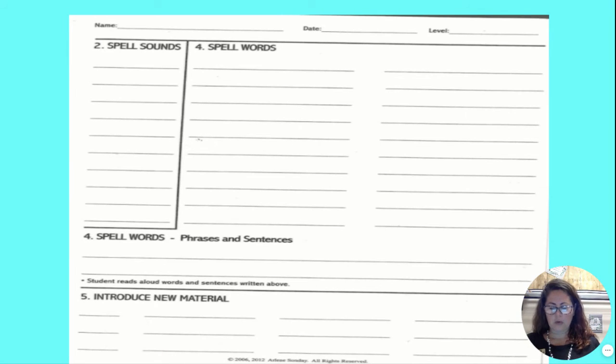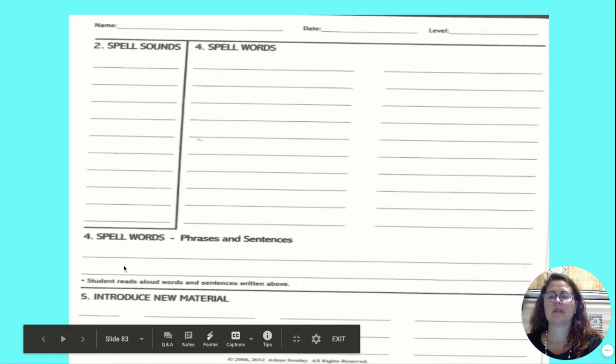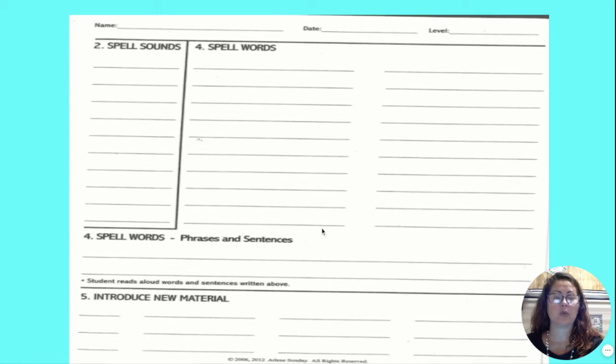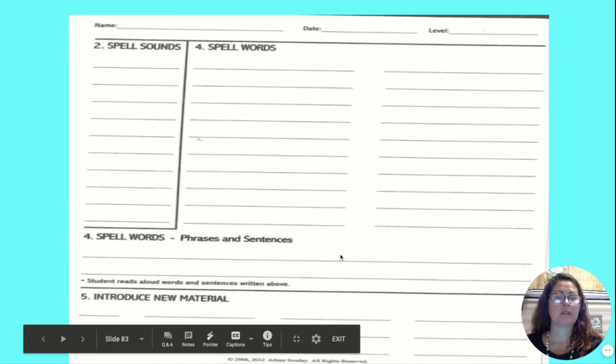All right, so now we're going on to the next section, which is spell words, phrases, and sentences, and that would be in this section of your student notebook. This is where you'll write. Oh, before we go on to that, have your student read the words that they wrote up here to you, okay? Remember to have them read the words that they just spelled and they just checked. Read those back to you now. When they're finished with that, then we're going to go on to this section. Give them time to read the words. It's very important that they do that.